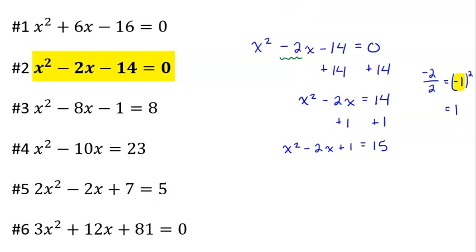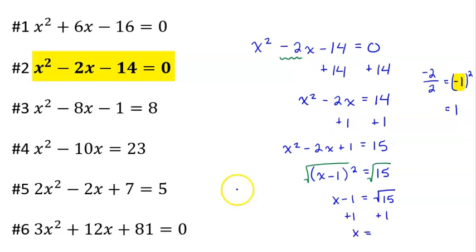I want to take my shortcut and think about what I squared. That gives me x minus 1 squared equals 15. Take the square root of both sides. X minus 1 equals the square root of 15. Add 1 to both sides, and I get x equals positive 1 plus or minus the square root of 15. I know that the square root of 15 can't be simplified, and so this would be my exact answer.